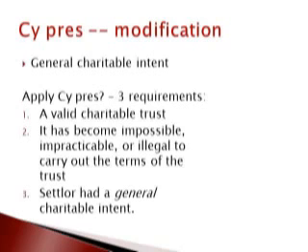So here are the three requirements for using cy pres. We need a valid charitable trust, which means that we had a charitable purpose. That purpose has become impossible, impracticable, or illegal to carry out. And the settlor had a general charitable intent, as opposed to a specific one.